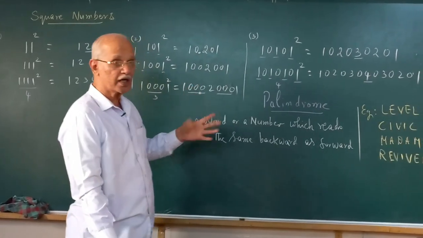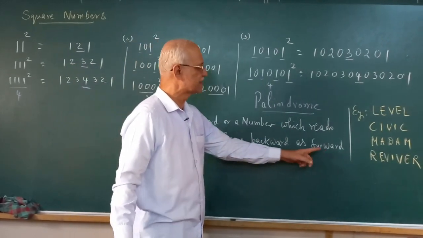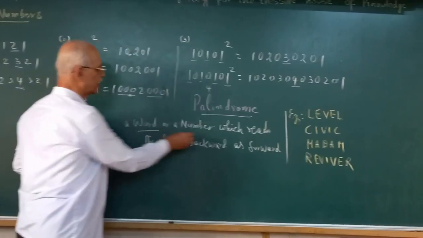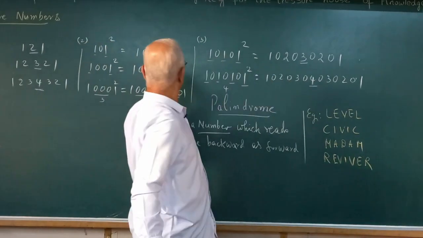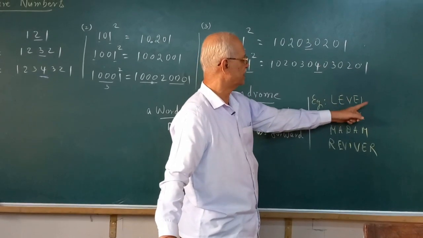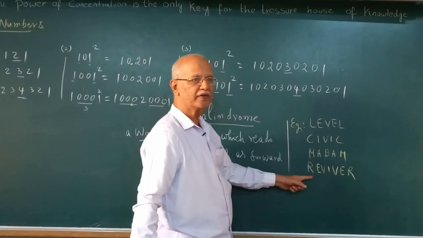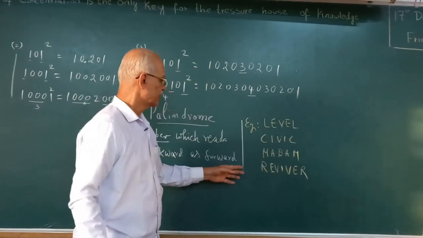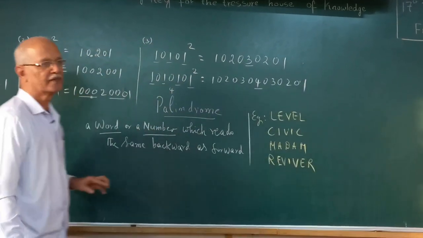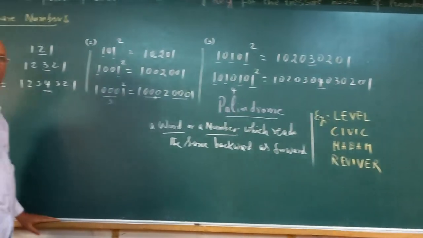It is a word or a number which reads the same backward as forward. See the examples. It is a word or a number. Word. See numbers you have seen here. Word, you look at this. Level. L-E-V-E-L, L-E-V-E-L. Similarly, civic, madam, reviver. In all these cases, you see the letters here, the forward and backward, they are same. So this is a simple example with the square numbers and palindrome.